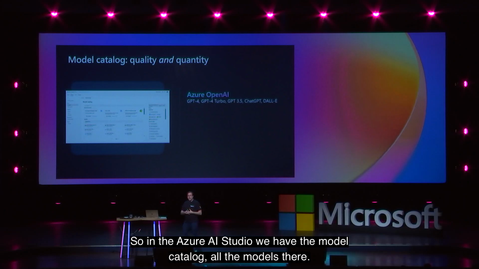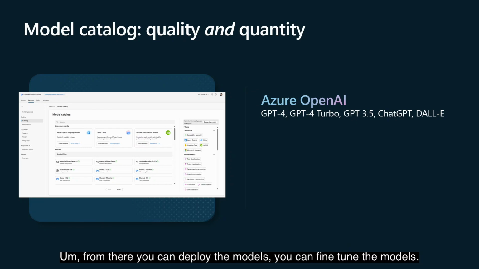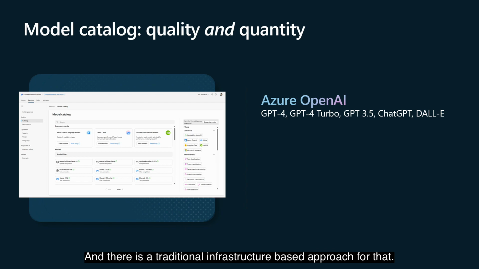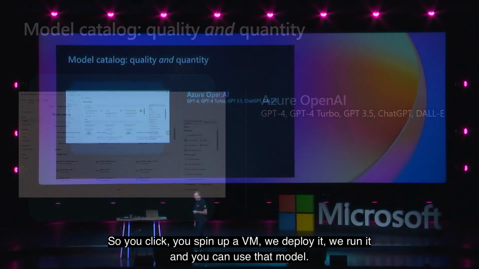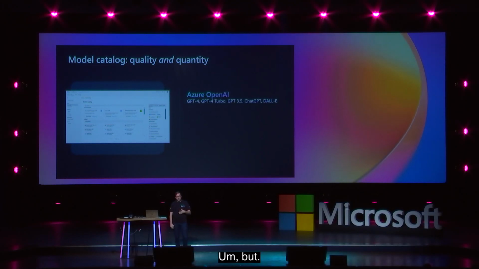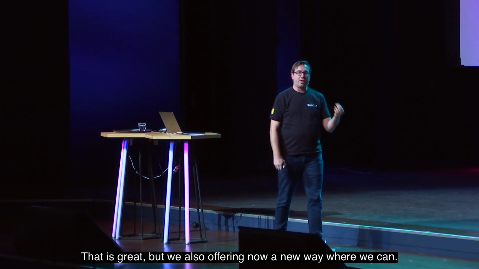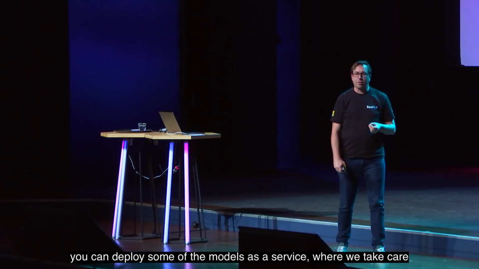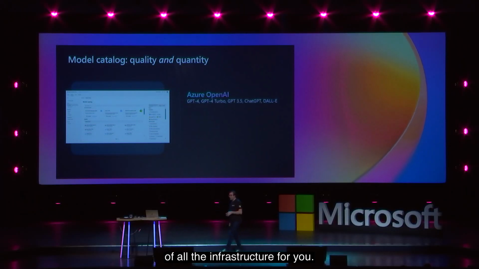So in the Azure AI Studio, we have the model catalog, with all the models there. From there, you can deploy the models, you can fine-tune the models, and there is a traditional infrastructure-based approach for that. So you click, you spin up a VM, we deploy it, we run it, and you can use that model. But that is great. We're also offering now a new way where you can deploy some of the models as a service, where we take care of all the infrastructure for you.